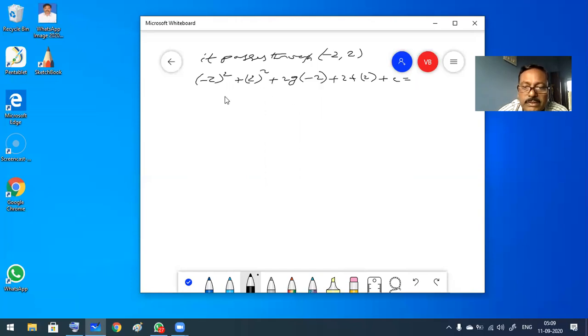Plus c is equal to 0. So minus 2 whole square plus 2 whole square is 4 plus 4, 8, and this gives minus 4g plus 4f plus c is equal to minus 8. So this is equation 4.